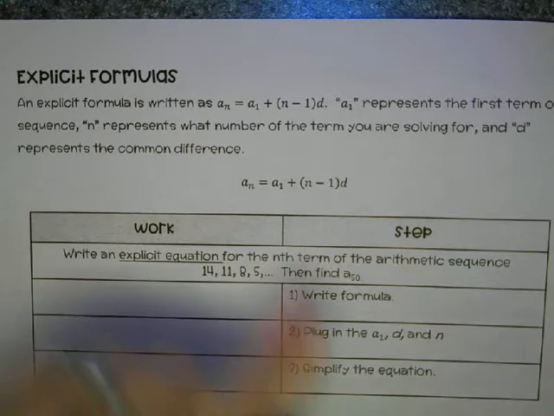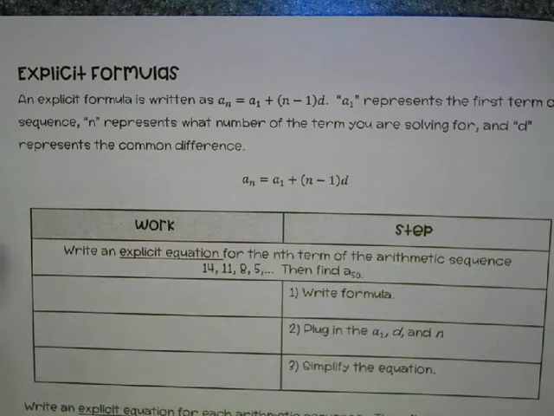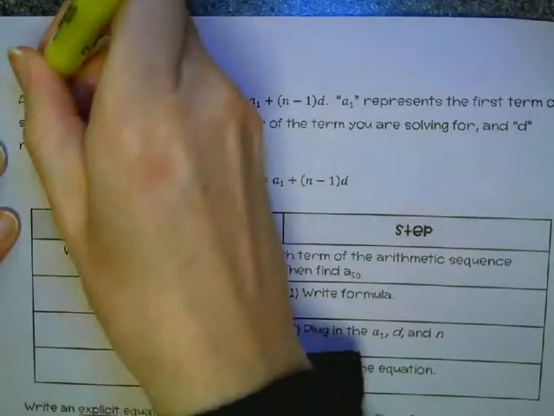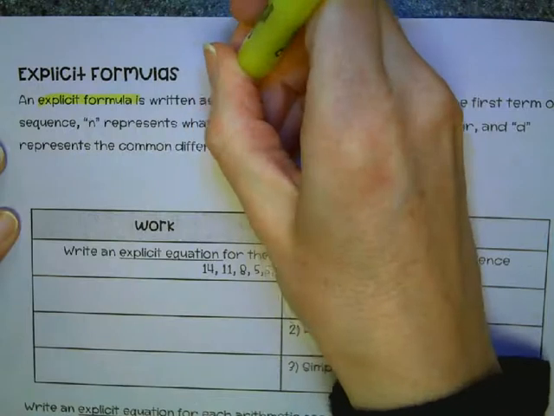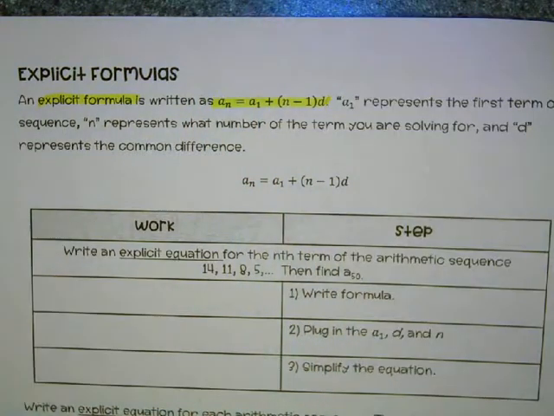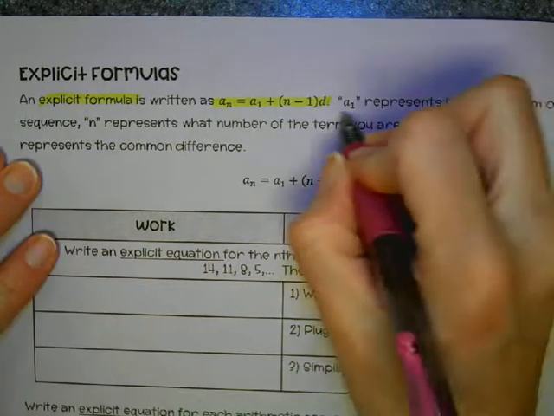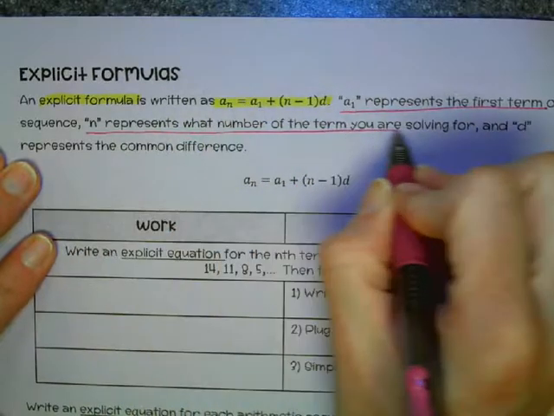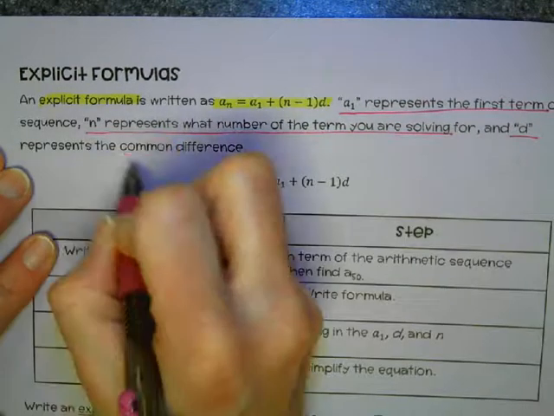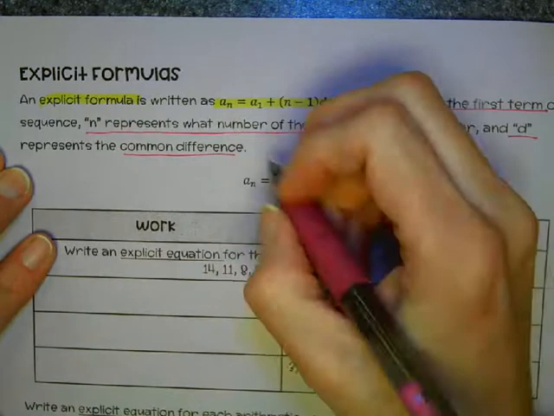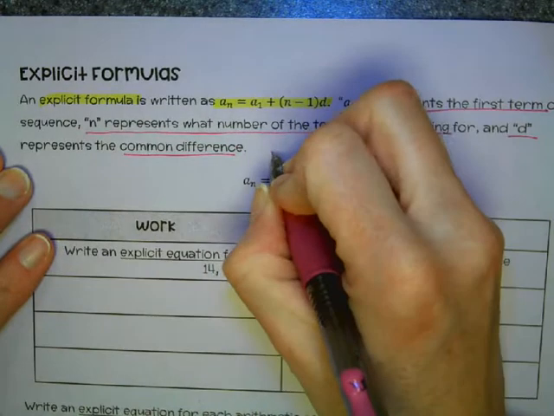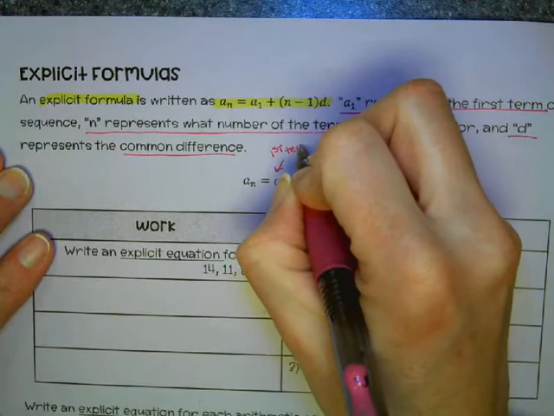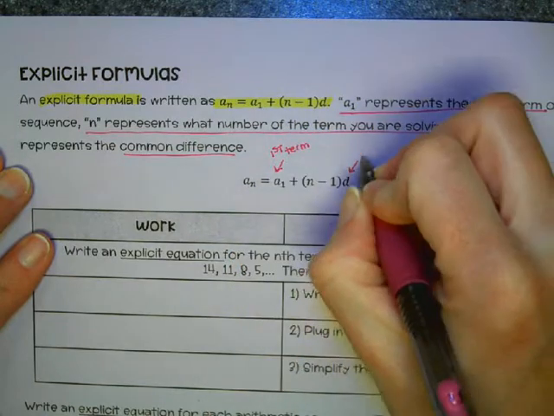Here's the explicit formula, and it only has one part to it. The A1 represents the first term, so that's still the same. N is the number of terms you are solving for, and D is the common difference. Okay, so I'm going to put a little arrow here. We're going to say first term, common difference.